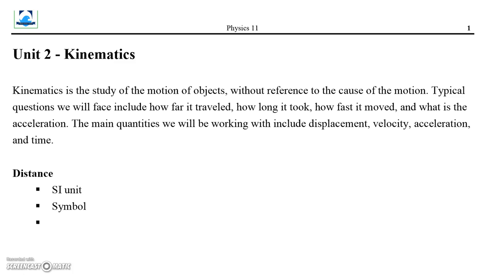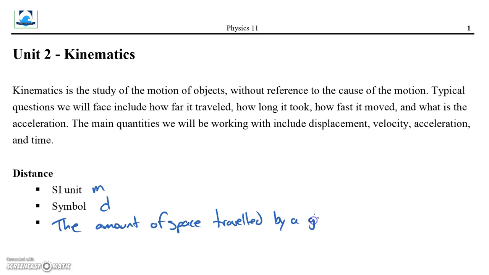So let's start off here with distance. The SI unit is meters, its symbol is a lowercase d, and the definition is the amount of space traveled by a given object. Now there's no vector arrow with the symbol, so that does indicate that this is indeed a scalar value.